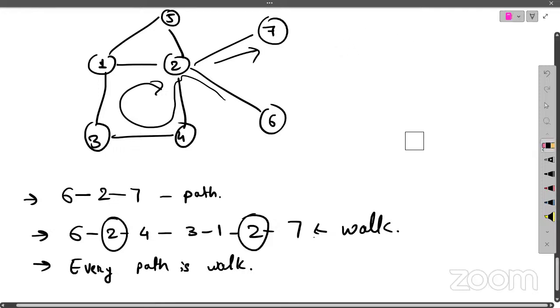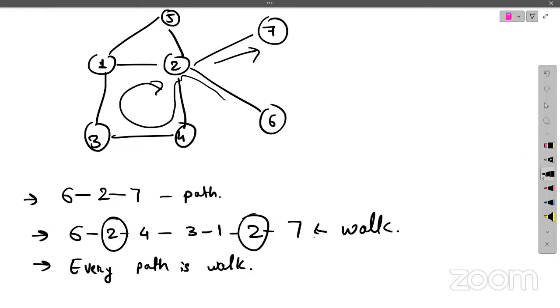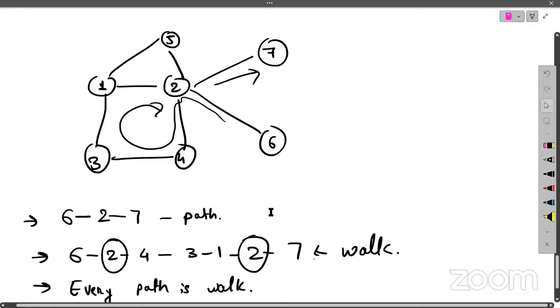Ma'am, the sequence is important, right? You can't jump from one vertex to another. Right, sequence is important, that's fine, because it satisfies the property that every next vertex is connected to the previous one via a single edge. A single edge should be there. Okay, ma'am.